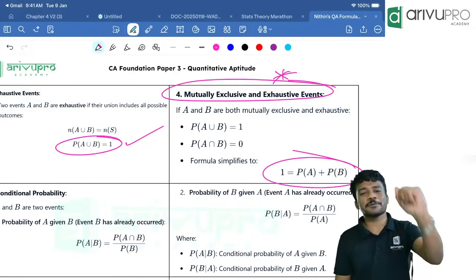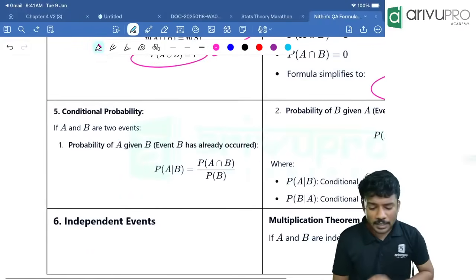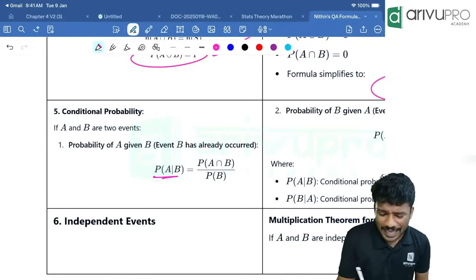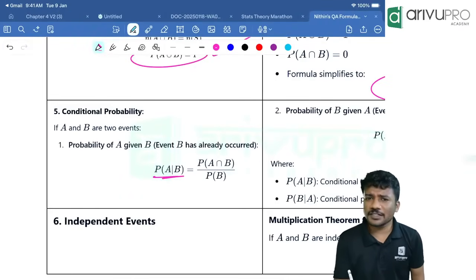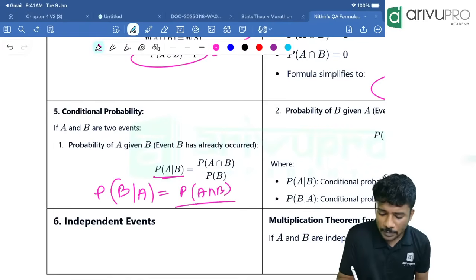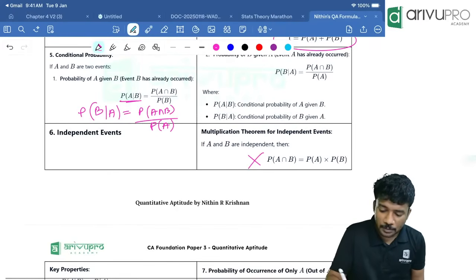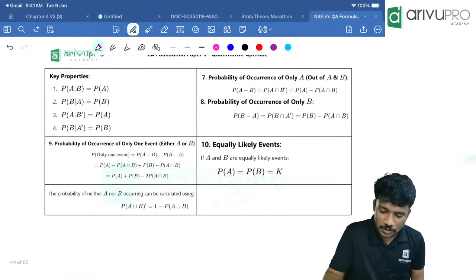That means the sum of the probability should be equal to how much? 1. Next one, conditional probability P of A given B can be written as P of A intersection B divided by P of B. Then what is P of B given A? That is nothing but P of A intersection B divided by P of A. Then this is for independent events here.